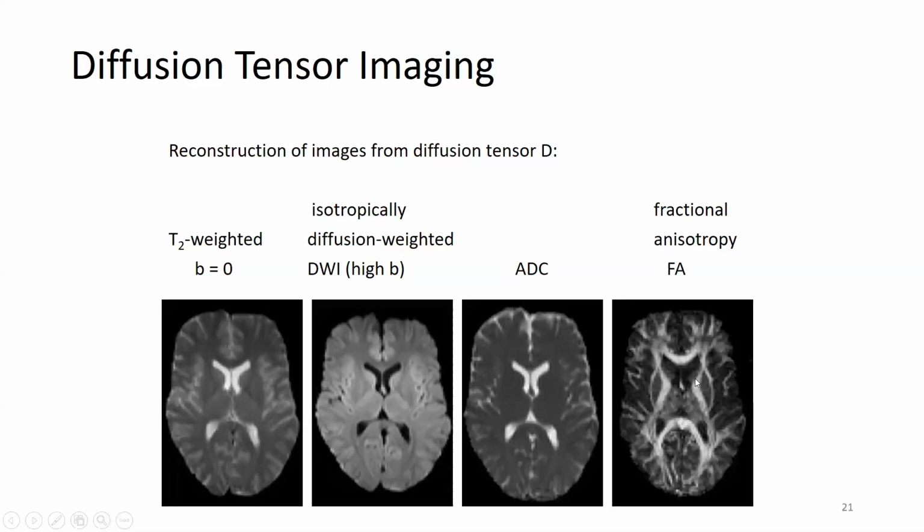Is this FA higher in the white matter or higher in the gray matter? So is it brighter in white matter or is it brighter in gray matter? What is a typical white matter, if I say the corpus callosum? You still know what it is? This is the bridge between the two hemispheres. That's white matter. Yeah, that's white matter.